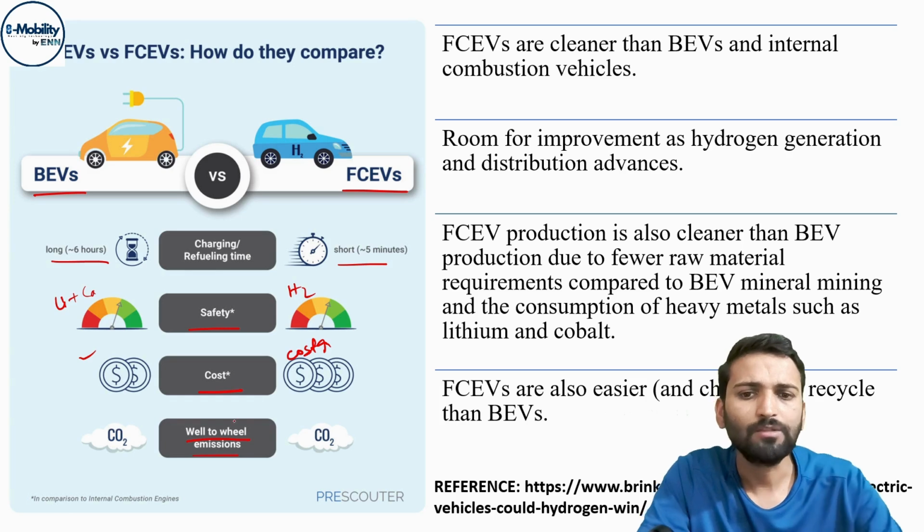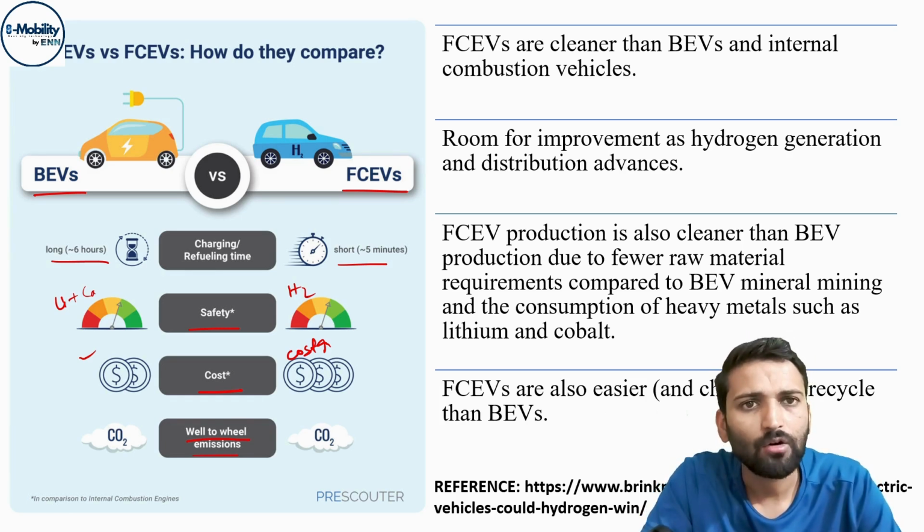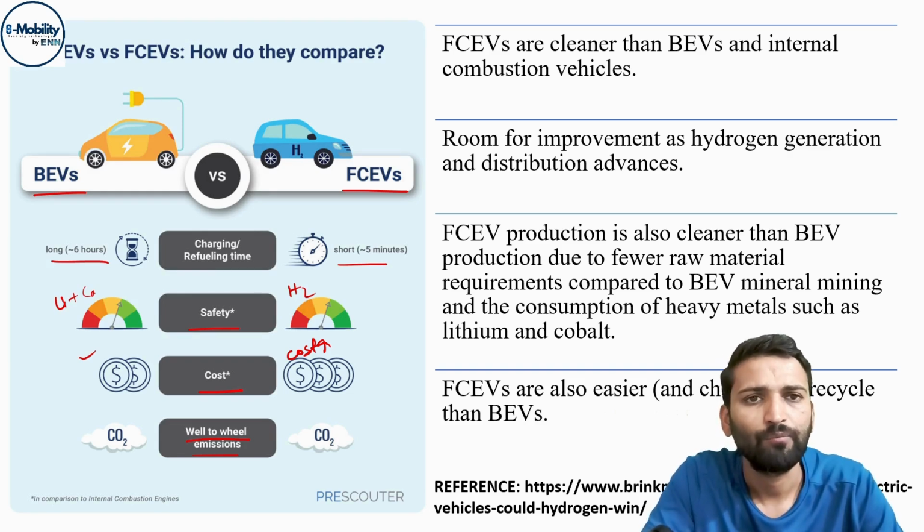The last point is well to wheel emission. Well to wheel emission means from extraction of the energy source, like in case of BEV, where the energy is created. Suppose the energy is created in a thermal power plant. If the thermal power plant is using coal to generate electricity, then you can say that the source of energy is also polluting because it is coal. So well means the source of energy.